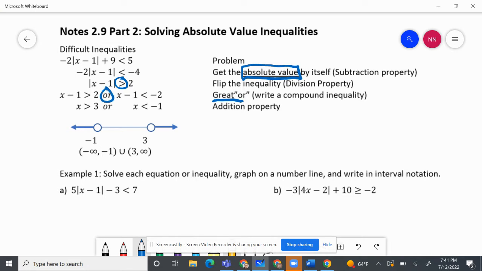And then we write our two inequalities and solve them. Remember, with an or statement, they go in opposite directions. Since there's two lines, we write two intervals. And our symbol for or is like the U.